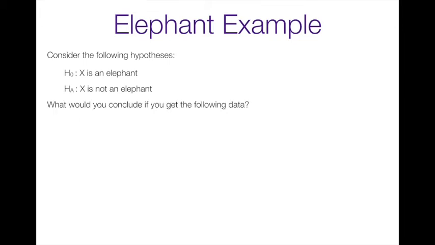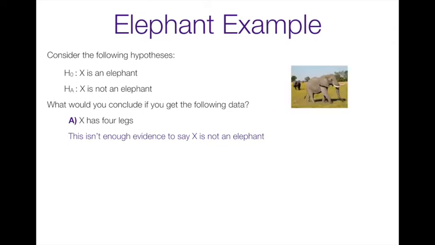So what would you conclude if you got the following data? So we have 2 situations. First situation is we don't know what X is, but you're told that it has 4 legs. Well, that isn't enough to say it's not an elephant, right? It wouldn't be weird to hear that an elephant has 4 legs. They usually do, right? So there's a picture of an elephant, if you didn't know what an elephant was.